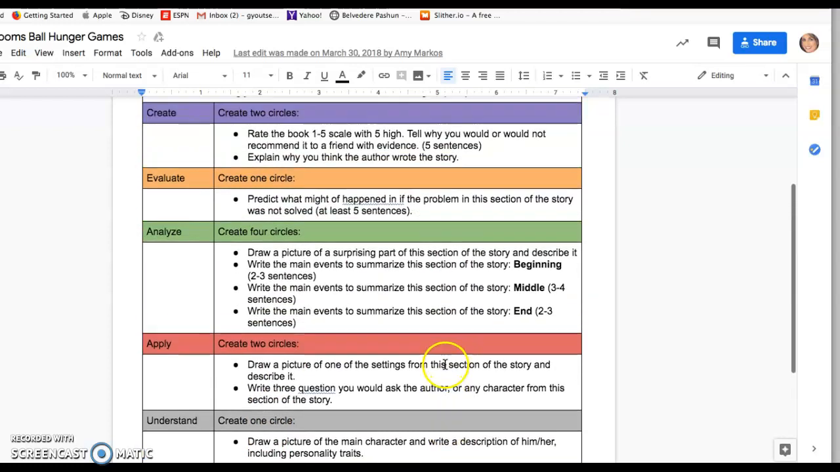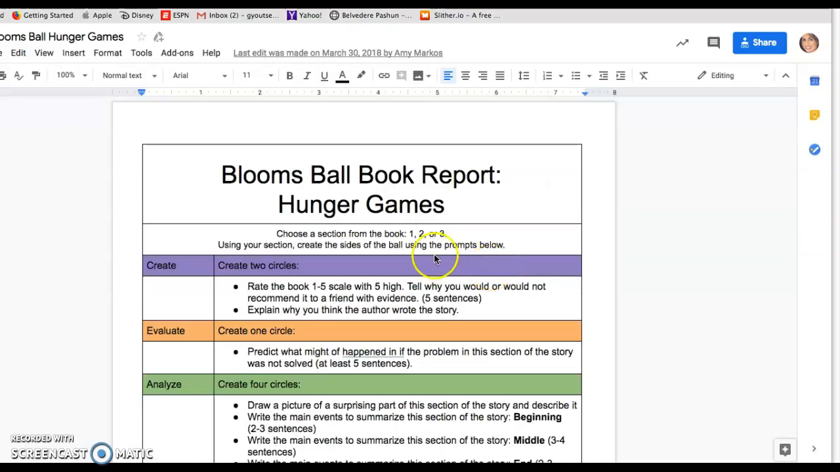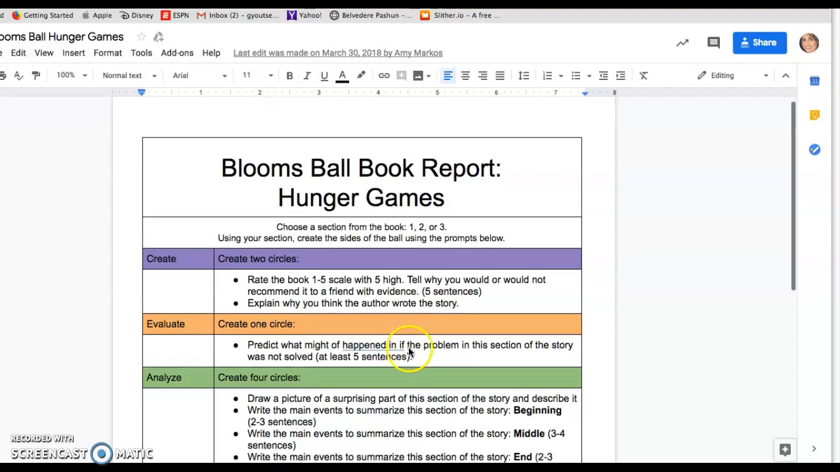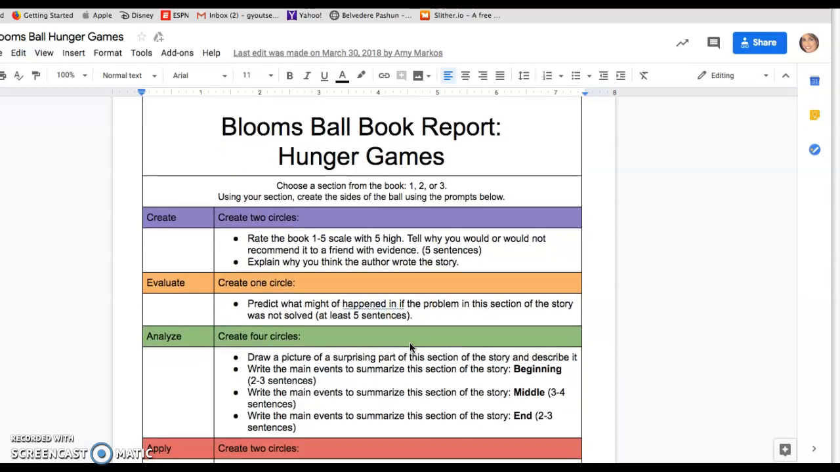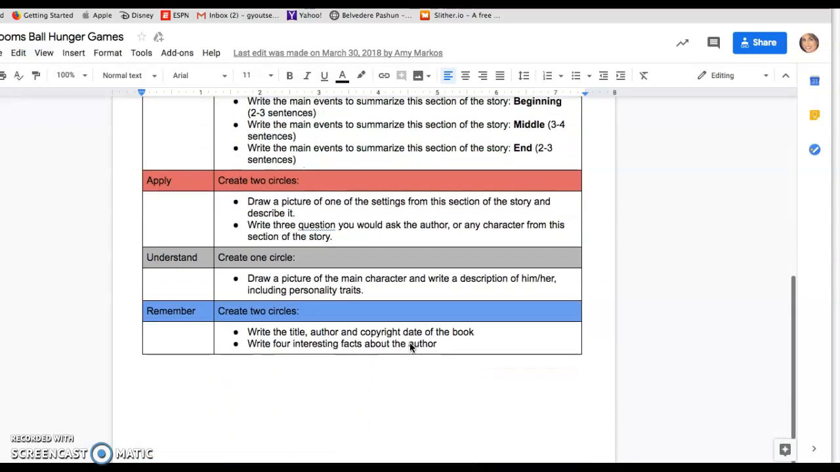So your assignment is to choose one section of the book. Now, the Hunger Games is broken up into 3 sections. It says Section 1, Section 2, or Section 3. This is a very long book. You are only needing to focus on one particular section, and that is your choice. It is broken up in the book, and I cannot choose that section for you. Then you will use the prompts to help you to create each of your circles.